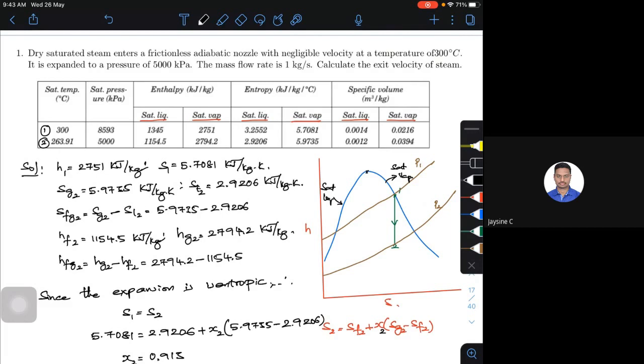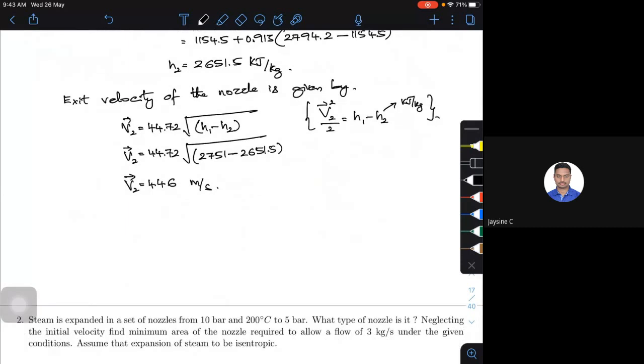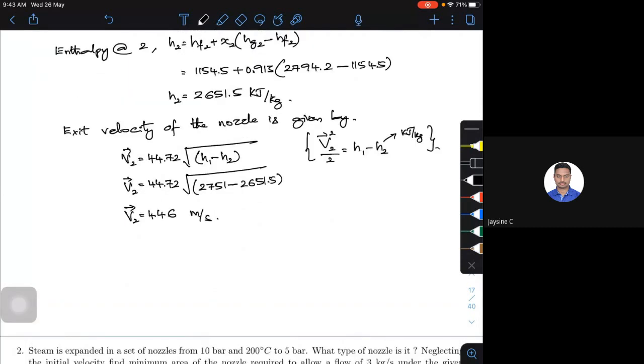I want you people to try this. Just try the same problem as homework, using the Mollier chart. If you try to use the Mollier chart, you'll get a good amount of information on how this particular thing is working.